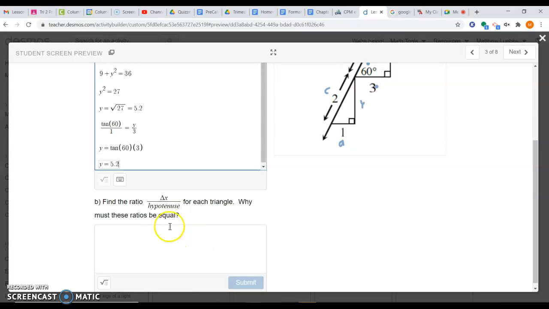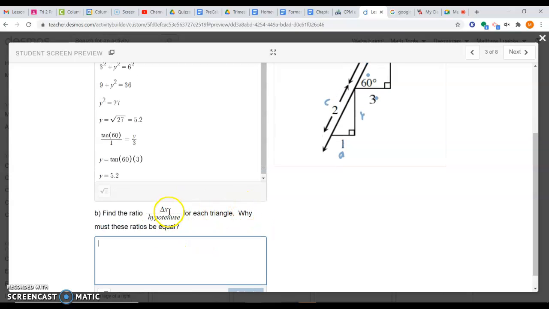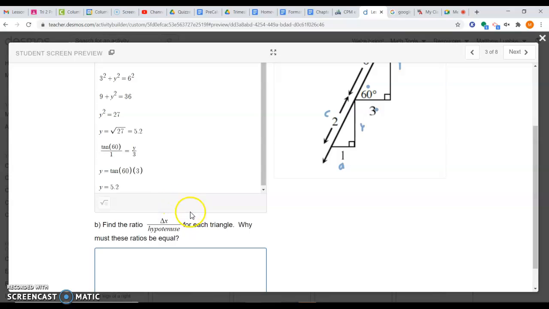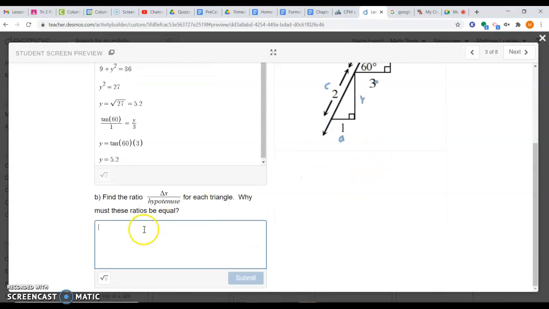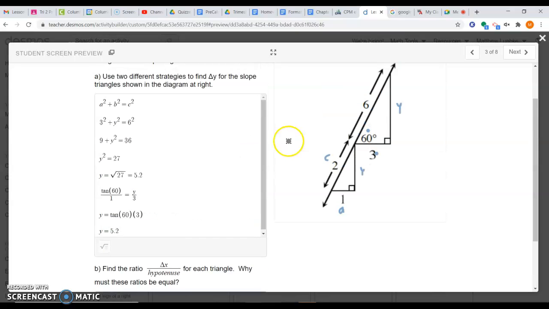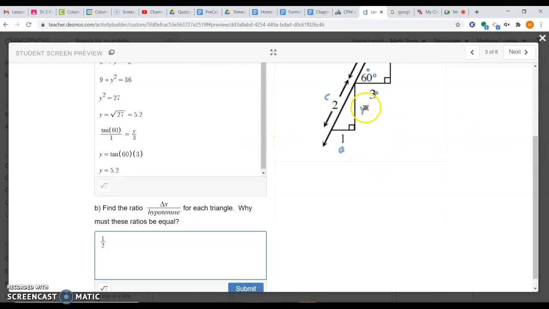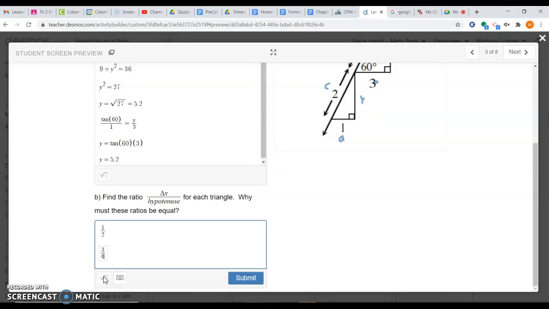Now, to continue this and to finish the part B, we want to do the change in x of both triangles divided by the hypotenuse. So the change of x of this triangle divided by the hypotenuse, the change of x of this triangle divided by the hypotenuse, and the change of x is the same thing as the run of the triangle. It's that distance moved horizontally. And so in the smaller triangle, the change of x is 1, and the hypotenuse is 2. So that would be the ratio, 1 over 2. For the bigger triangle, the change in x is 3, the hypotenuse is 6, so I can write that out as 3 divided by 6, which reduces down to 1 over 2, dividing top and bottom both by 3.